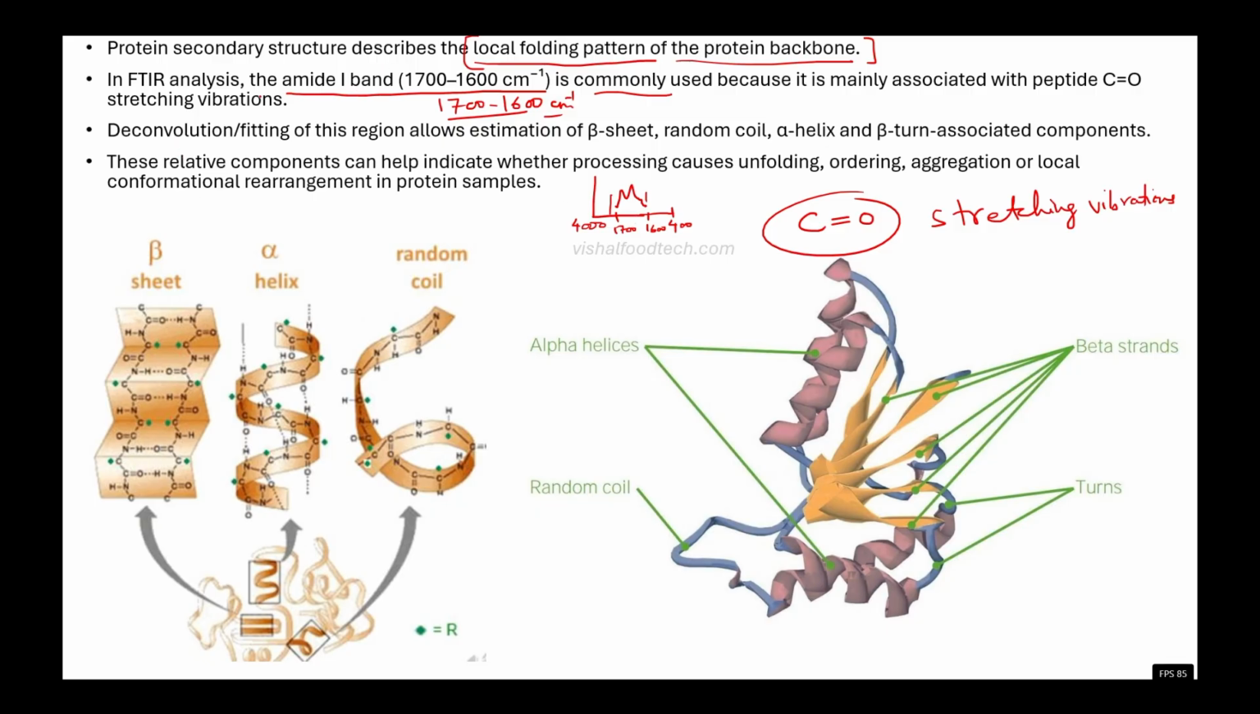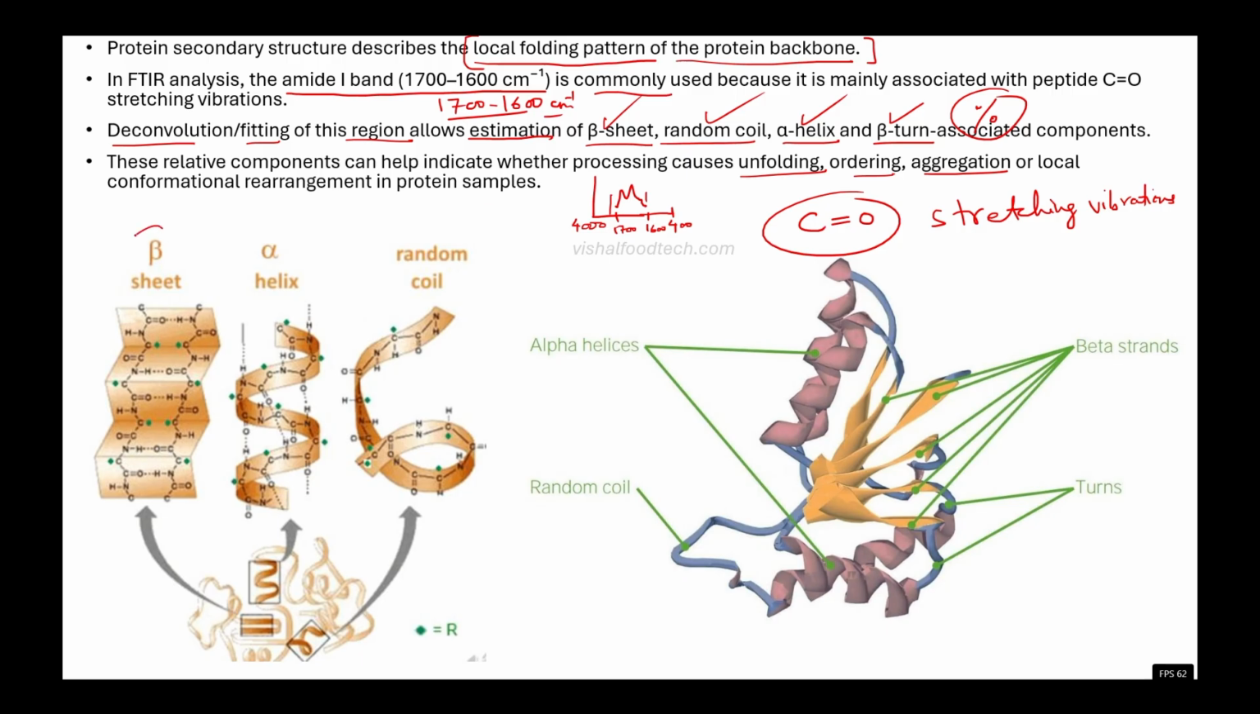After we get the FTIR spectrum, we do the deconvolution or fitting of this region, the 1700 to 1600 wave number, which allows the estimation of beta sheet, random coil, alpha helix, and beta turn associated components. So we will identify the percentage of each of these: beta sheet, random coil, alpha helix, and beta turn. These relative components can help indicate whether whatever treatment we are giving to the samples is causing some unfolding, ordering, aggregation, or any local conformational rearrangement in the protein sample.